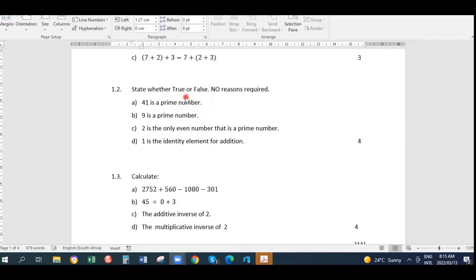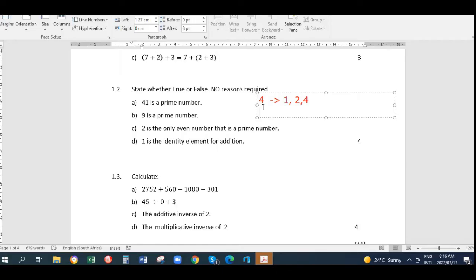We look at 4. 4 is not a prime number because 1 can go into 4, 2 can go into 4, as well as 4 can go into 4. So 4 has 3 factors. So we look at 4. The factors of 4 are 1, 2, and 4. So because there are 3 factors, then 4 is not a prime number.